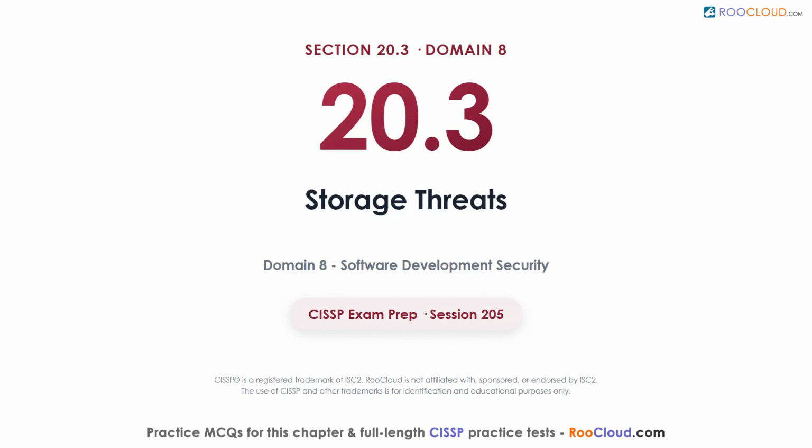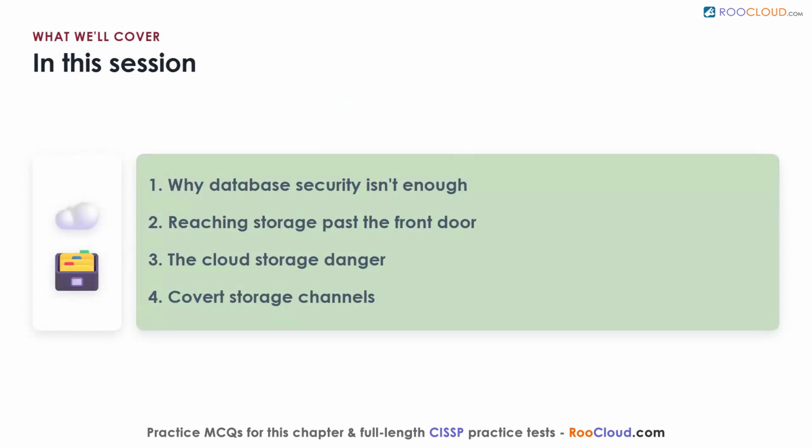Welcome to section 20.3. This is the 205th session of the CISSP Exam Prep series. In this session, we'll look past the database to the raw storage beneath it. We'll answer several questions. Why is database security not enough on its own? How do attackers reach storage without going through the front door? What extra danger does cloud storage introduce? And how can data leak through hidden storage channels?